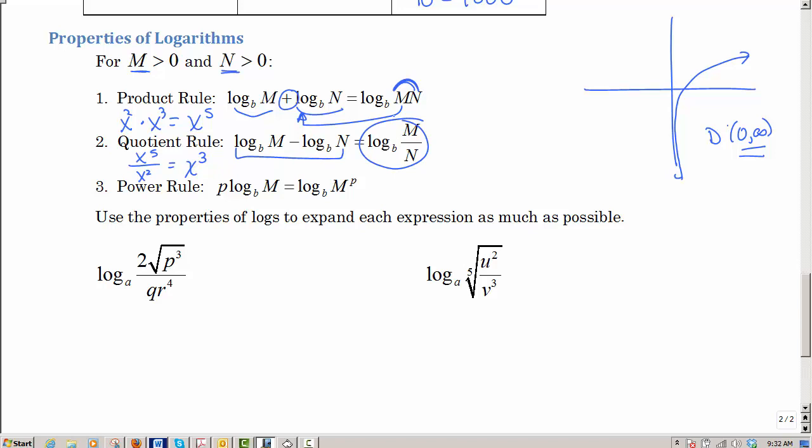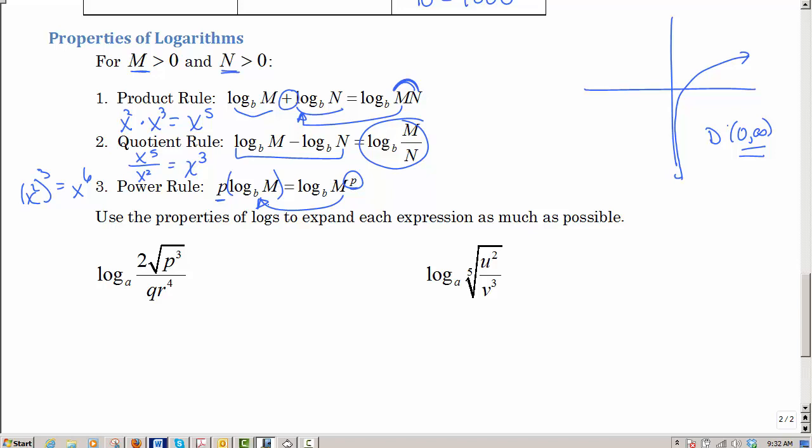Then we have the power rule. That kind of relates to this rule. Like if we have x squared cubed, we multiply those exponents. This power rule is not quite exactly looking the same, but it really does come from that rule. So if we have a number multiplied times a log, we can move that number as an exponent. Remember, we can also go backwards.